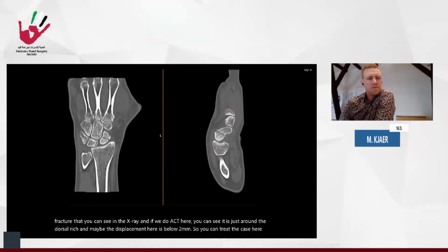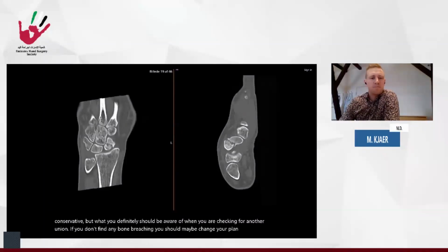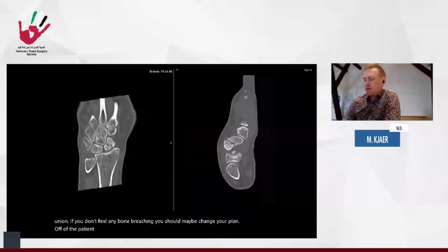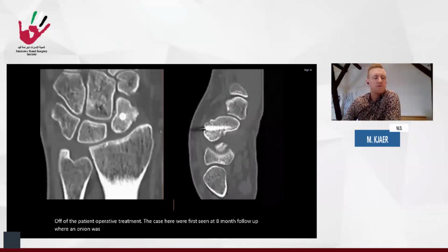But what you definitely should be aware of when you're checking for union, if you don't find any bone bridging, you should maybe change your plan and offer the patient operative treatment. The case here was first seen at 8 months follow-up, where a non-union was identified. He was offered surgery with open reduction and graft reconstruction and eventually united.